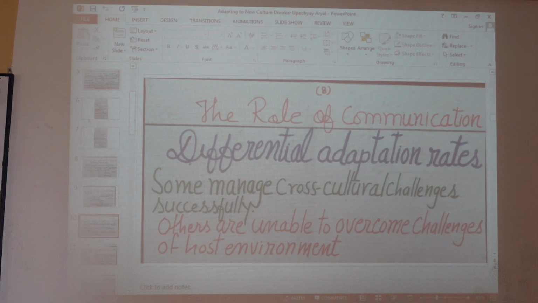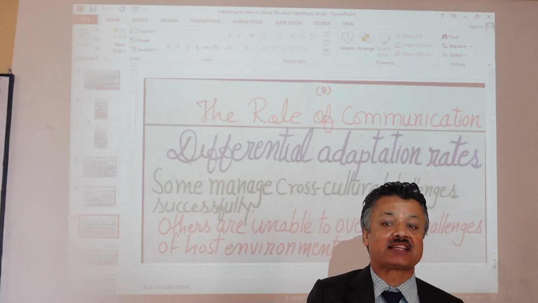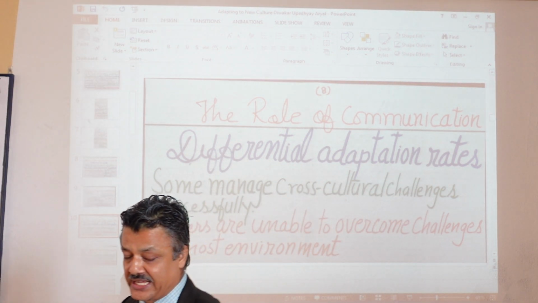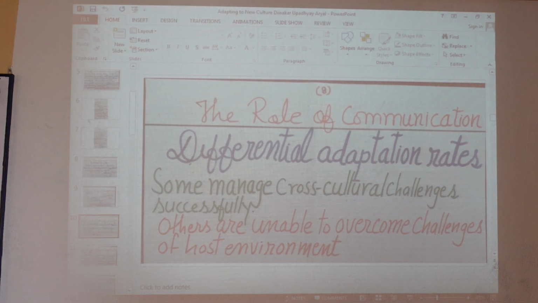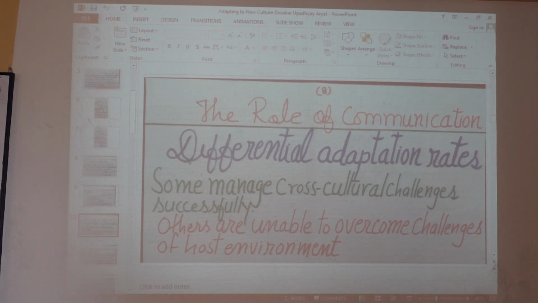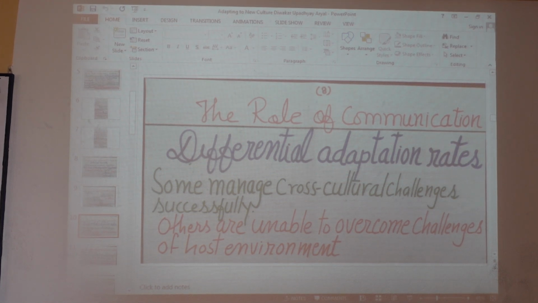The first answer is, communication influences adaptation. What is communication, miss? Talking is communication. Exchange of ideas is communication. The more you talk to the Americans, the faster you change.